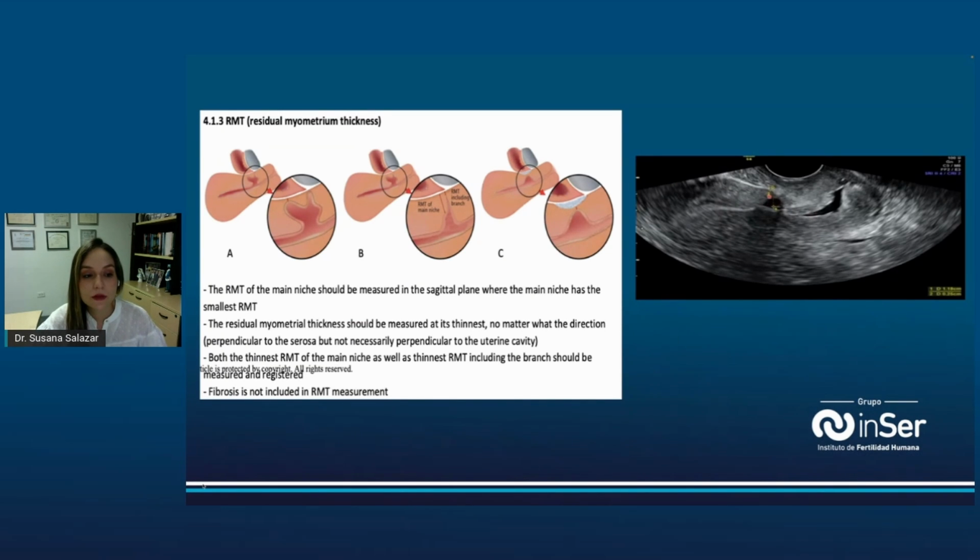The residual myometrium of the remaining niche should be measured in the sagittal plane, where the main niche has the smallest residual myometrium. The residual myometrial thickness should be measured at its thinnest, no matter what direction, perpendicular to the serosa but not necessarily perpendicular to the uterine cavity. Both the thinnest residual myometrium of the main niche as well as the thinnest residual myometrium, including the branch, should be measured and registered. Fibrosis is not included in the residual myometrium measurement.